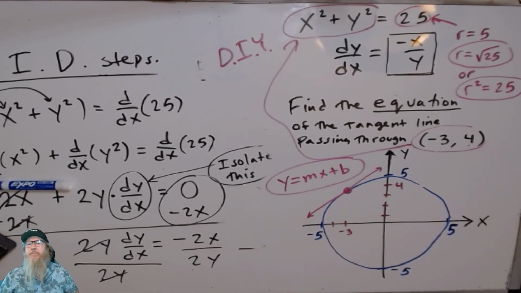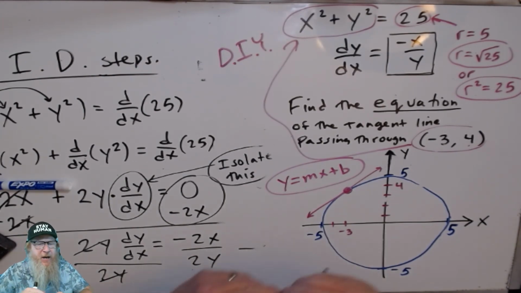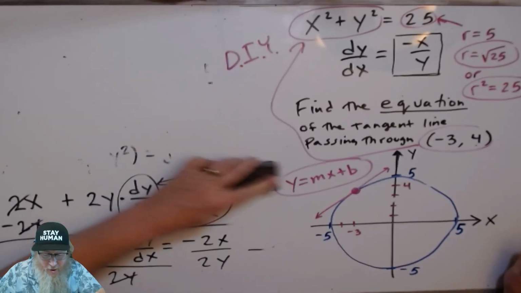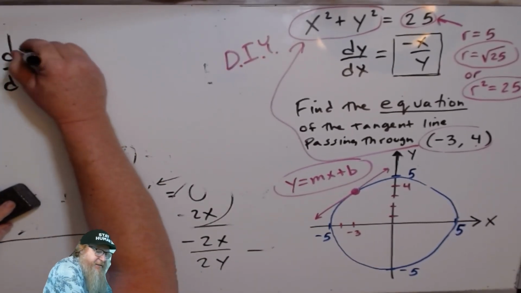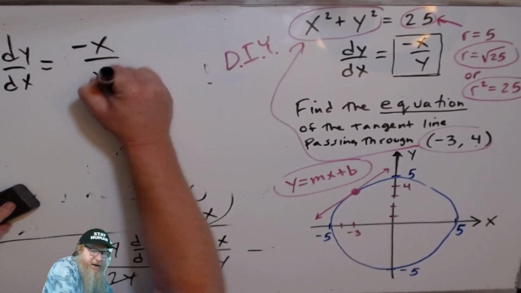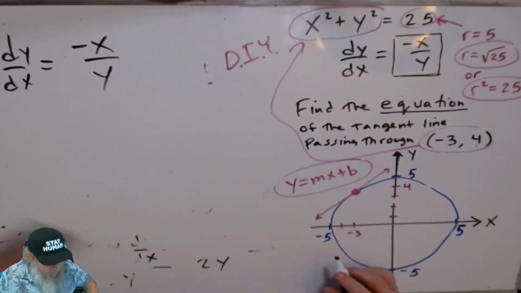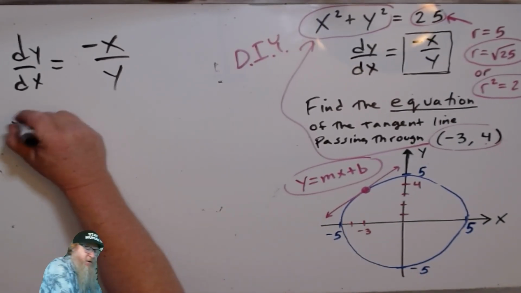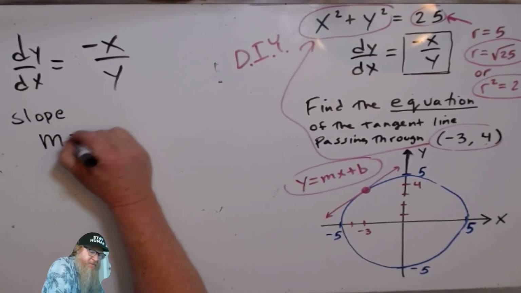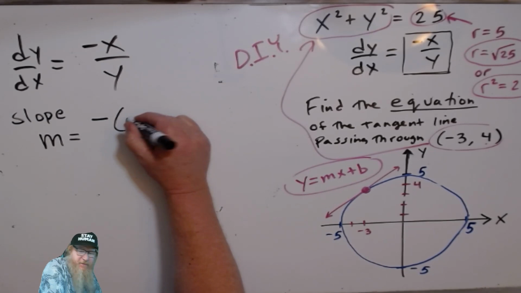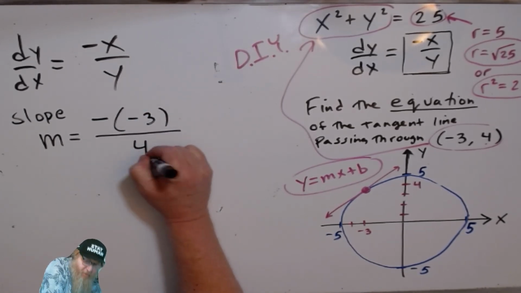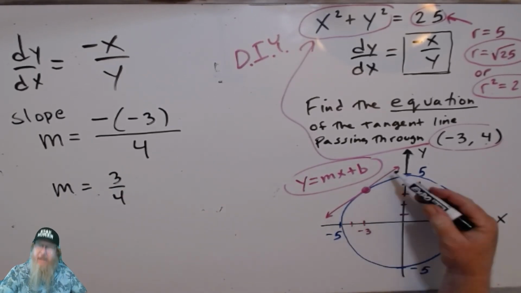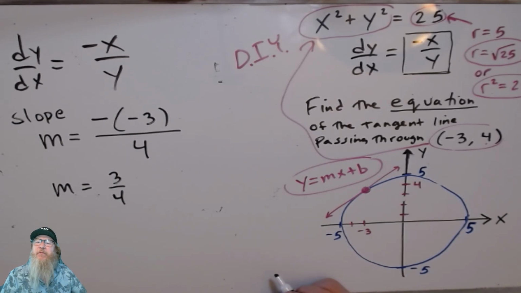Okay, so you see what we're trying to do here. Now we have to go back and do the slope. So dy dx is negative y over x. Oh, sorry, negative x over y. Almost said it backwards. All right, so the slope m is negative 3 over 4, which is 3/4. That seems about right if you look at the graph here. The slope is 3/4.